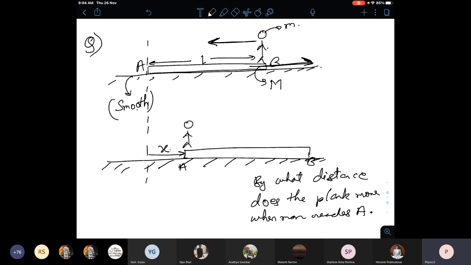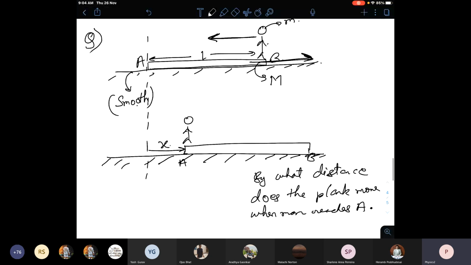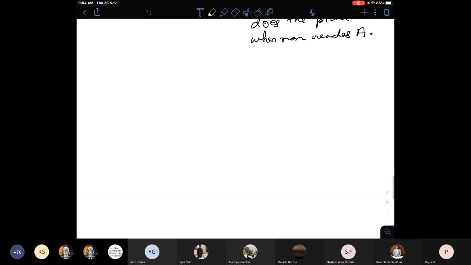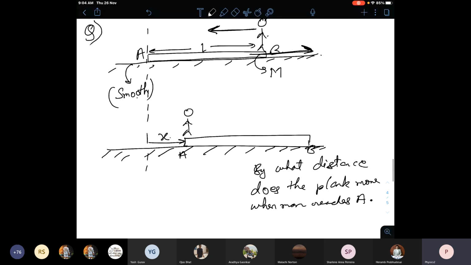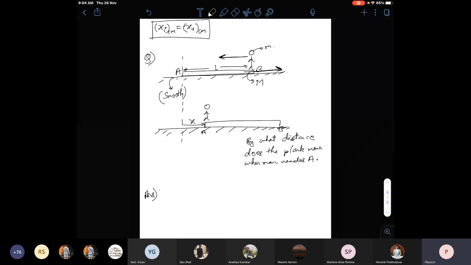So how to do that, it is very simple, it is the concept which I have just discussed. Let's start from the starting only.